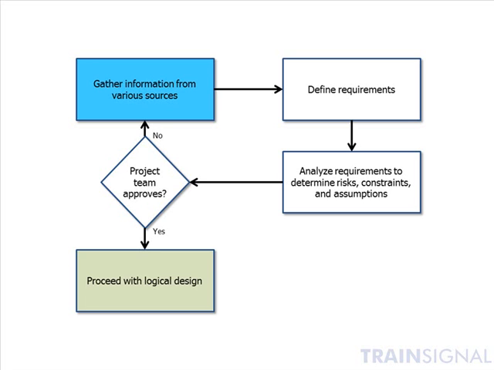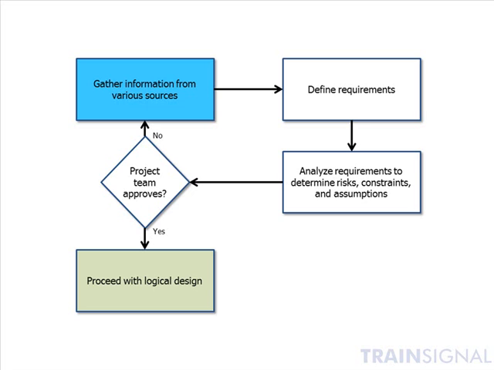You have to go back and gather additional information, analyze that information to define the requirements, and then analyze those requirements to see if there are risks, constraints, or assumptions that were either incorrect the first time or that you missed the first time. And you'll continue through this process until the project team does say, yes, we're ready for you to proceed with a logical design.